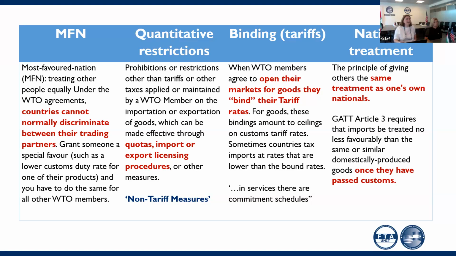So let's have a little look at these basic principles. Non-discrimination, most favored nation: you have to treat everybody the same. No more quantitative restrictions, binding tariffs. That means that quotas or export licenses in principle should not be allowed. Yet there are also mechanisms where such measures are allowed. So with everything we say, there's a general rule, and then there are allowed exceptions or processes that protect specific interests.